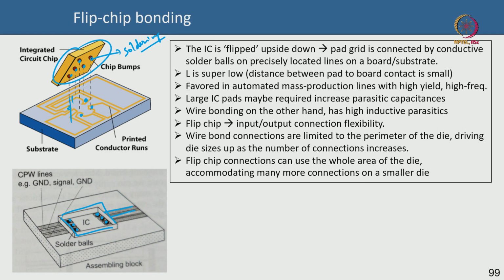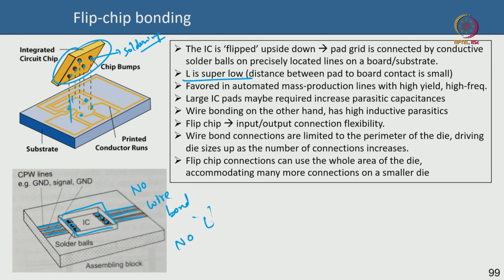This is a transmission line on the printed circuit board. These are the transmission lines on the printed circuit board. This is precisely aligned. What is the advantage? There is no wire here, no wire bonding here. If there is no wire bonding here, then there is no extra additional inductance, right. You are able to reduce the inductance so much, right.